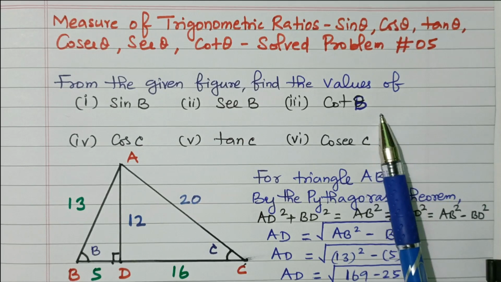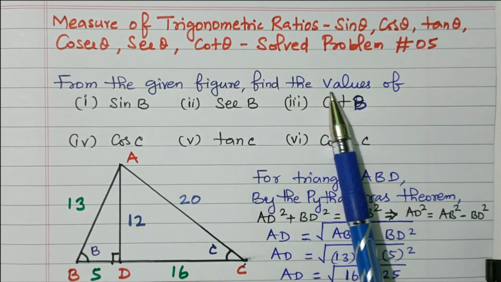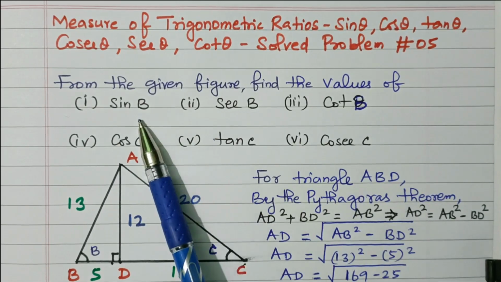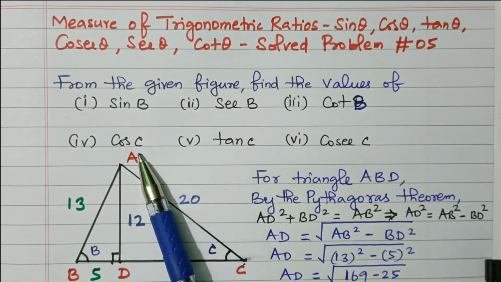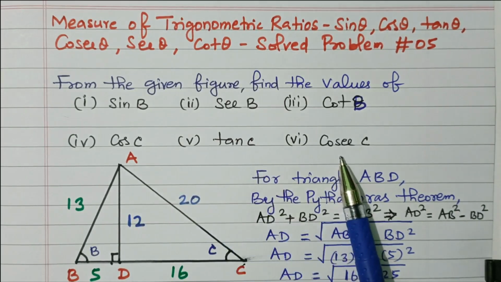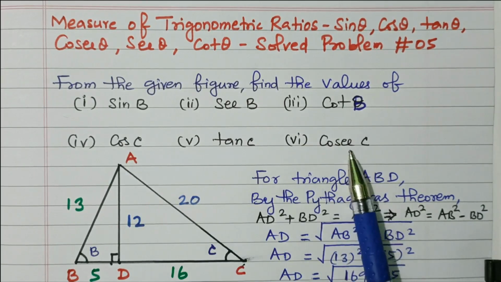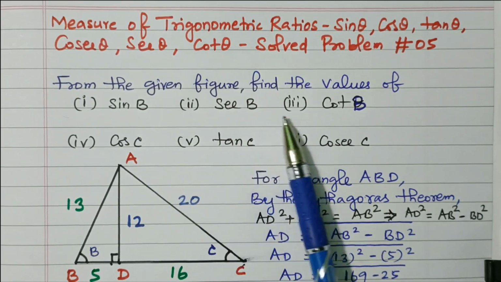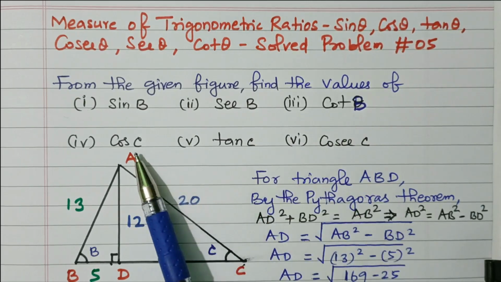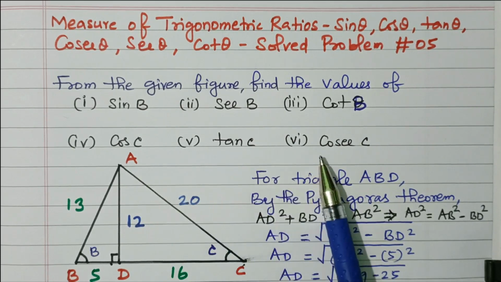Now we'll go to the problem. From the given figure, find the value of sin B, secant B, cot B and cos C, tan C and cosecant C. We need to find these 6 values. The first 3 values refer to the angle B: sin B, secant B and cot B. The remaining 3 values refer to the angle C: cos C, tan C and cosecant C.